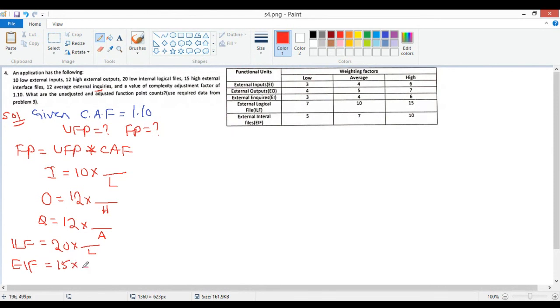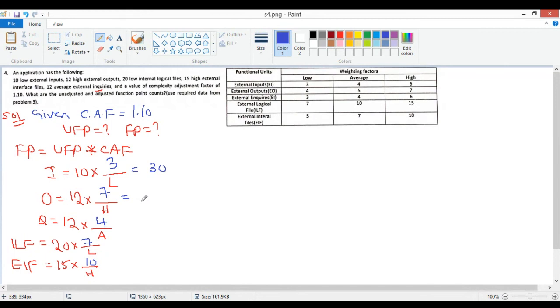Okay, so now let us fill this from the table. Inputs, this is I, input is low, low is 3. Output, high, high is 7. Then inquiries is 12 average, average is 4. And internal logical files, low is 7 here from the table. And 15 external interfaces is giving high, high is 10 from the table. So from this we got that I is equal to 30, O is equal to how much?